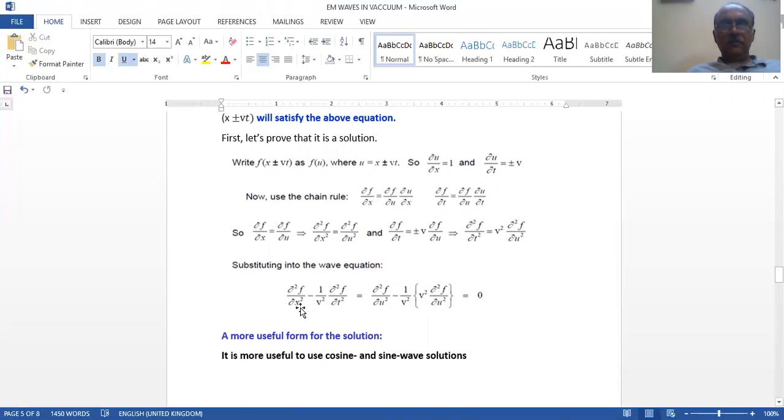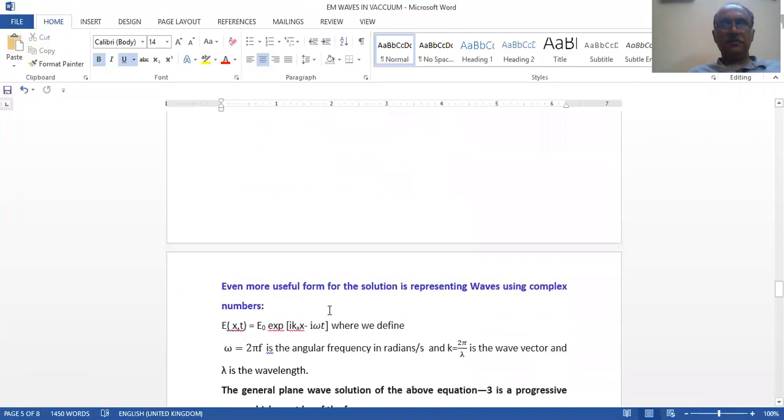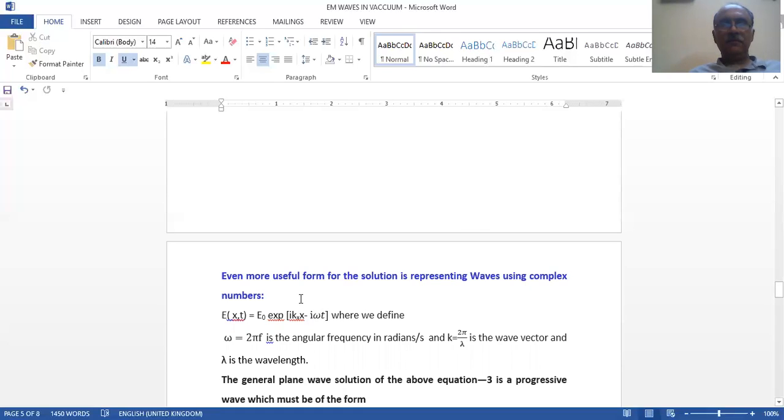Another useful form for the equation is to involve the cosine and the sine wave solution. An even more useful form for the solution is representing waves using complex numbers. That methodology we have adopted here, and we represent an electric field E as a function of x and t equal to E0 exponential i kx into x minus i omega t, where omega is the angular frequency in radians, k is the wave vector and lambda is the wavelength.